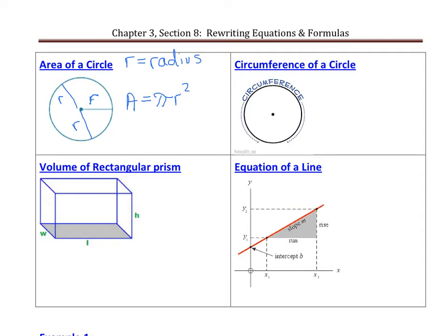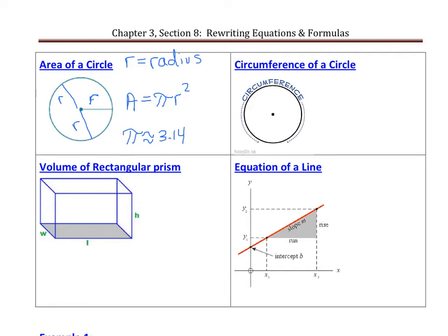And pi is approximately 3.14. However, it goes on forever, as you know, an irrational number, and I prefer it if you use the pi button on the calculator rather than 3.14.